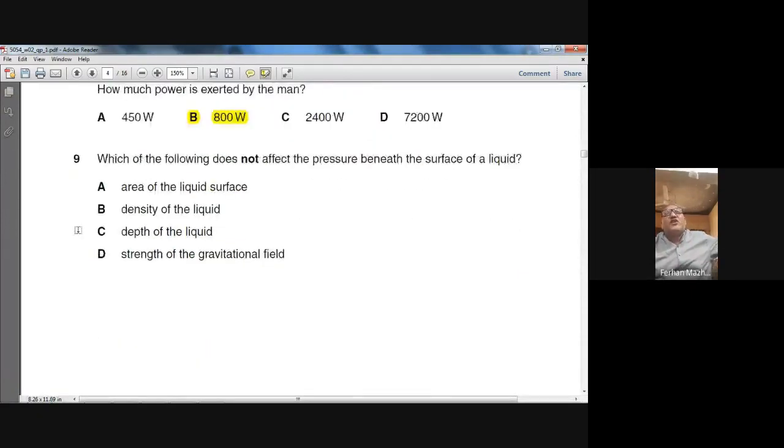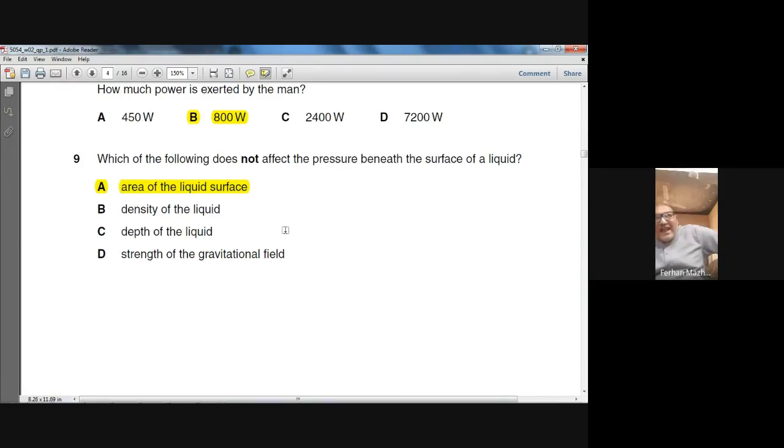Which of the following does not affect the pressure beneath the surface of a liquid? Area of the liquid surface, density of the liquid, depth. You know the pressure formula is rho g h. So density is there, depth is there, strength of the gravitational field is in the formula. So B, C, and D affect the pressure. The one thing which will not affect it is the area of the liquid surface.